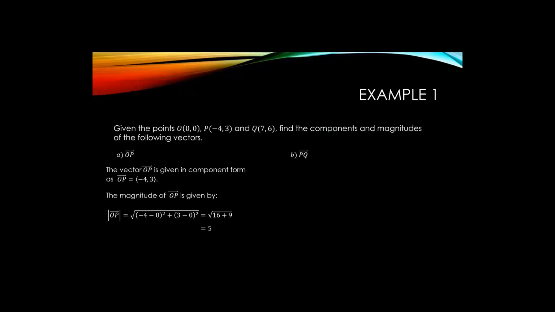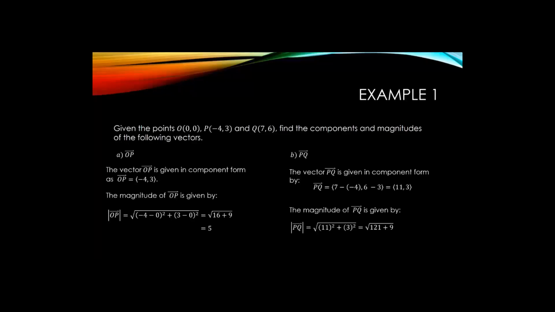For the vector PQ, this vector in component form is going to be given by the vector PQ equal to the components of 7 minus minus 4 and 6 minus 3. In other words, I subtract the first point's components from the second point's components, and I get a final component vector given by 11, 3. The magnitude of this vector PQ is given by the absolute value of the vector PQ, equal to the square root of 11 squared plus 3 squared. This is the square root of 121 plus 9, and I'll leave that as the square root of 130 so that I have it in exact form.